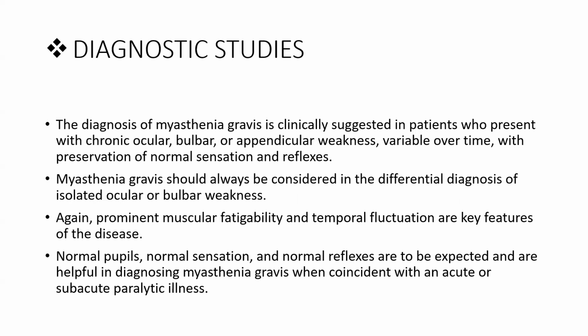Now about diagnostic studies. The diagnosis of myasthenia gravis is clinically suggested in patients who present with chronic ocular, bulbar, and appendicular weakness, variable over time, with preservation of normal sensation and reflexes. Myasthenic crisis should always be considered in the differential diagnosis of isolated ocular and bulbar weakness. Again, prominent muscular fatigability and temporal fluctuation are key features of the disease. Normal pupils, normal sensation, and normal reflexes are to be expected and are helpful in diagnosing myasthenia gravis when coincident with acute and subacute paralytic illness.